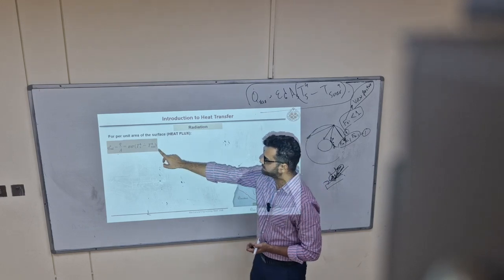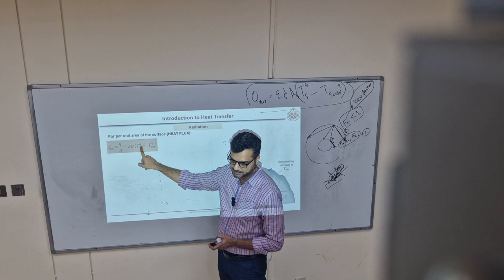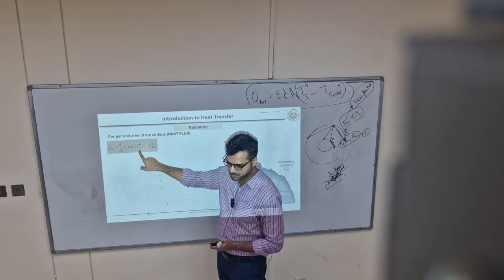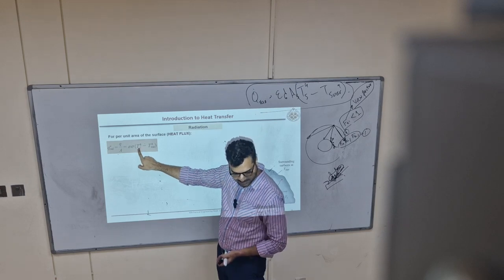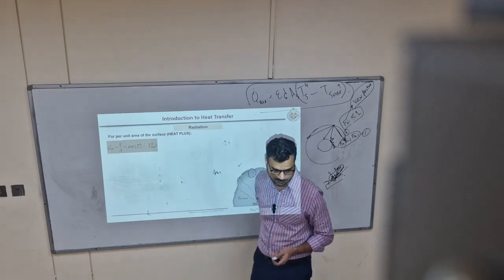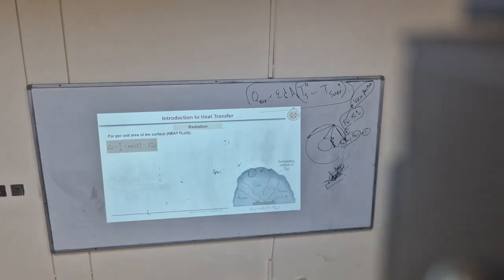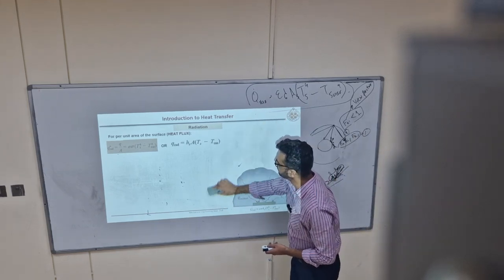So now there are two bodies, and we are interested to know the radiation heat exchange between them. If this value comes out to be positive, it means heat transfer is taking place from this surface to this one. If it comes out to be negative, it means the direction is the other way around. Okay.